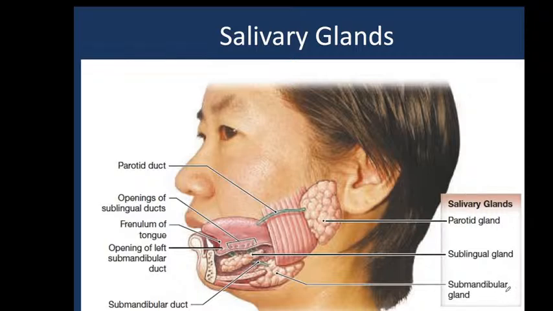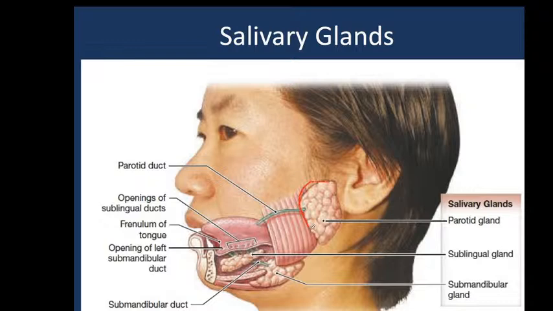Next organs are salivary glands. Actually we have two groups of salivary glands in the oral cavity. We have small salivary glands, which are located in the mucous membrane, but outside of the oral cavity we can find big or large salivary glands. Usually there are three pairs of large salivary glands in our body.